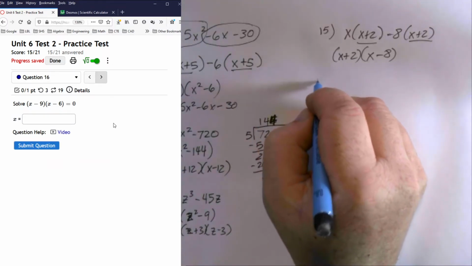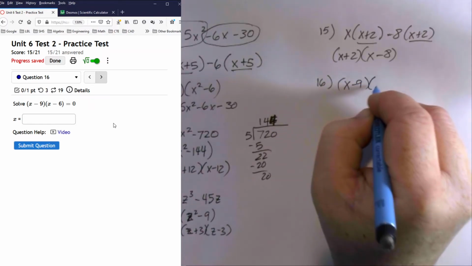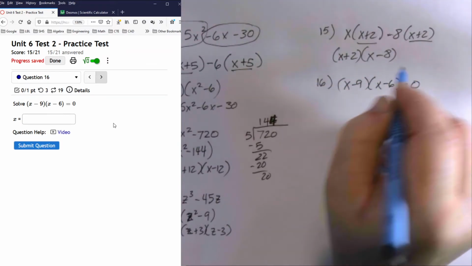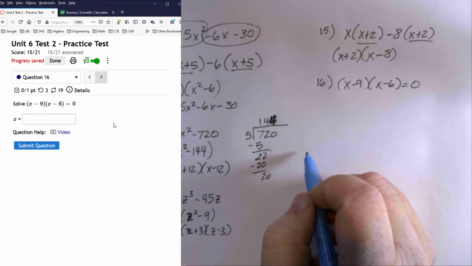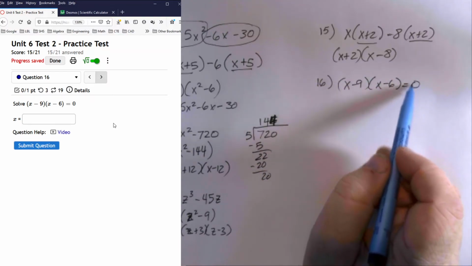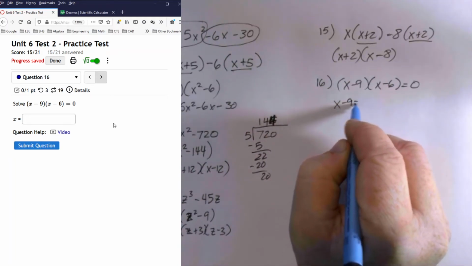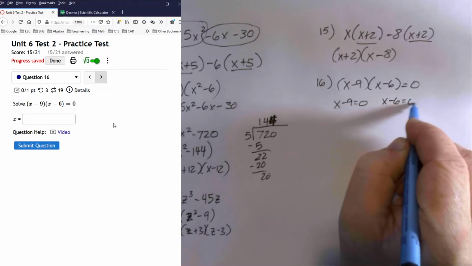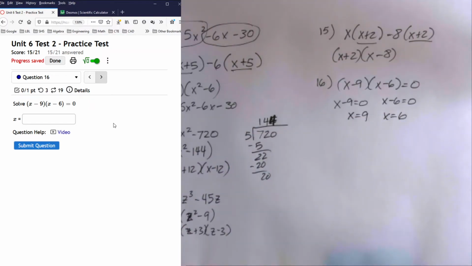Number 16, so they've given it to us in factored form. So x minus 9 times x minus 6 is equal to 0. And all they're asking us to do is to solve that, right? They want us to know what values of x would make that 0. Well, we use the zero product property, and that says if I'm multiplying two things and my result is 0, then each one of those factors could be 0. So x minus 9 could be 0, or x minus 6 could be 0. So that means that x could be 9 or x could be 6. If I plugged in 9 or 6 into that equation, I would get a 0 for an answer. So 6 and 9 are my numbers.